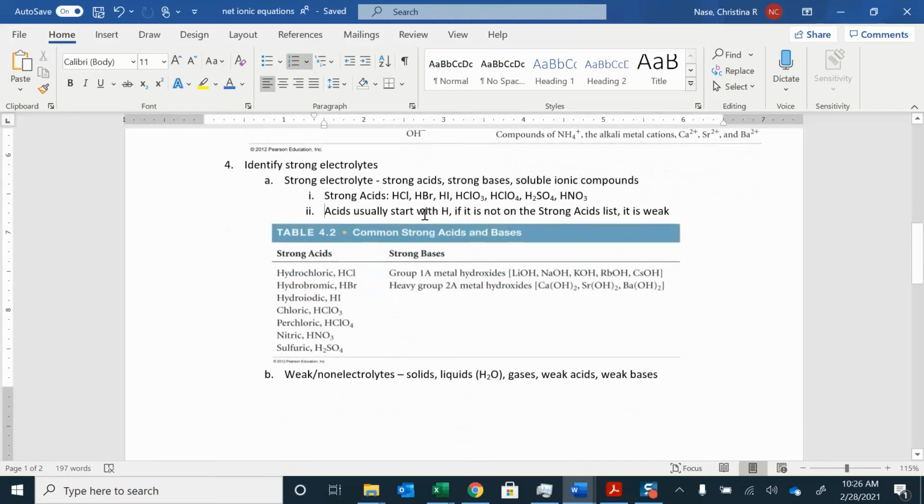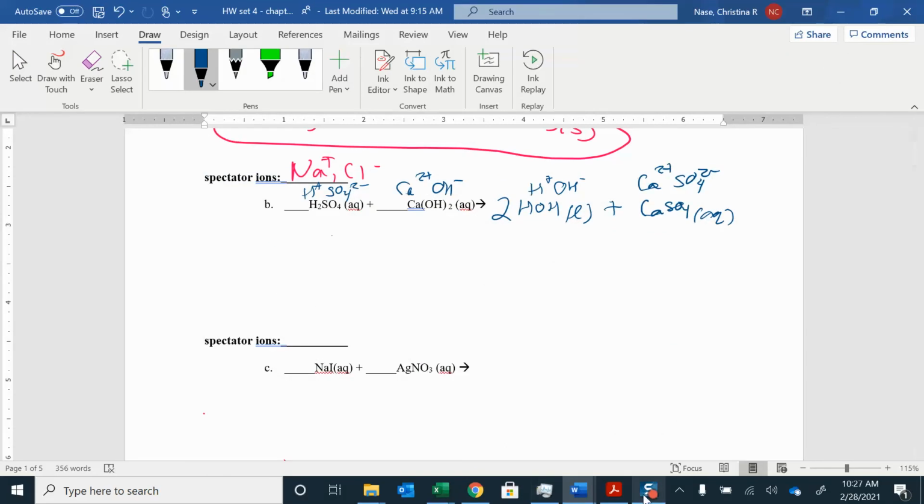So now I'm going to identify which ones are the strong electrolytes. For strong electrolytes, I'm looking for strong acids, strong bases, and soluble ionic compounds. This is my list of strong acids. Again, the acids are going to be the ones that start with an H. The weak electrolytes or non-electrolytes are going to be solids and liquids. So we have water, and water's a liquid, so that's going to be a weak electrolyte. It would also be gases or weak acids or bases. Now we'll identify which ones are strong and which ones are not.